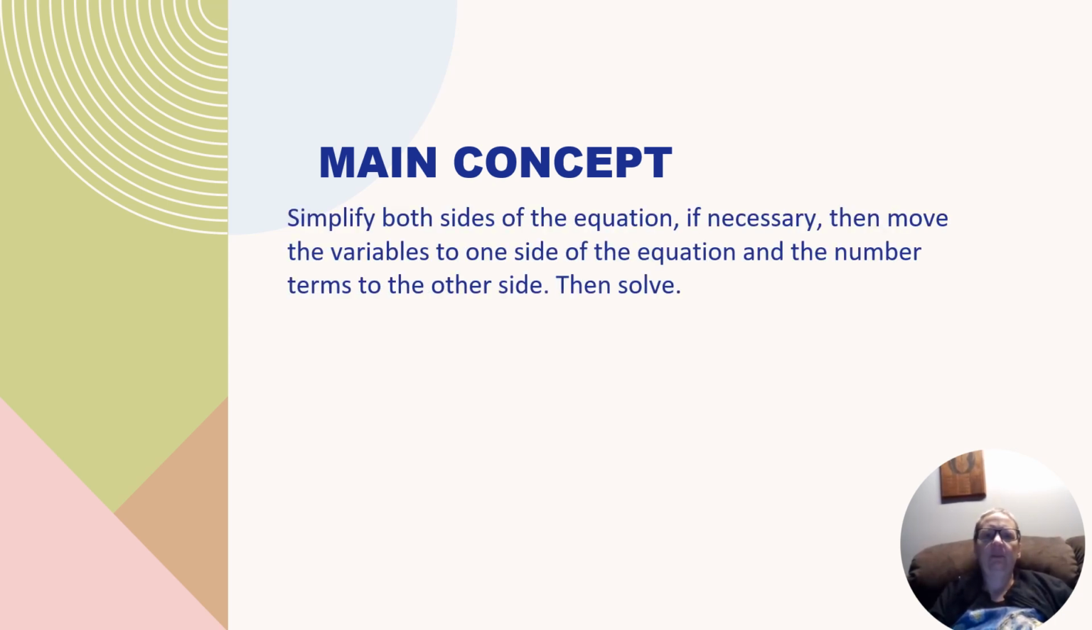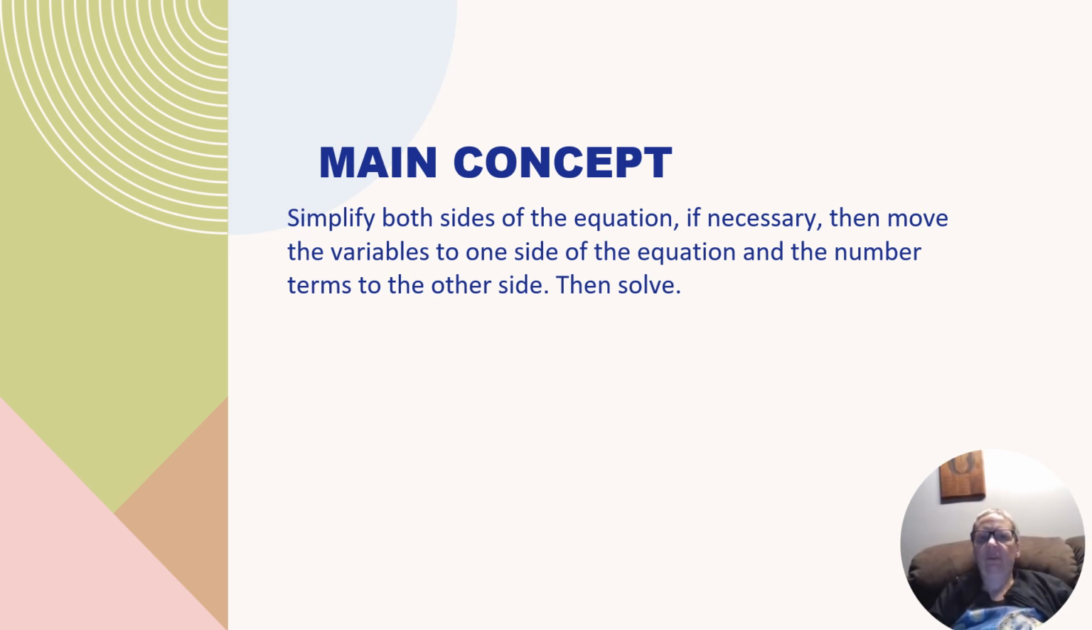First, you're going to simplify both sides of the equation if necessary. It may not be necessary to simplify one of the sides. One could already be simplified, but basically what that involves is combining like terms, so that there's only one letter at most and one number on each side of the equation. So the right side has a letter and a number. Maybe the left side has a letter and a number. It might only have a number, but you get the idea.